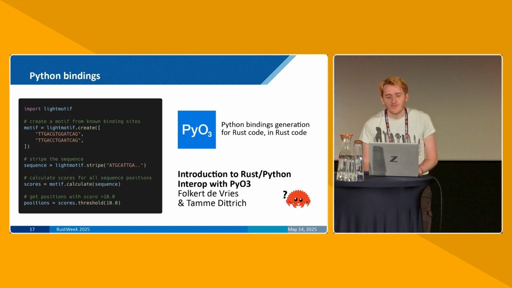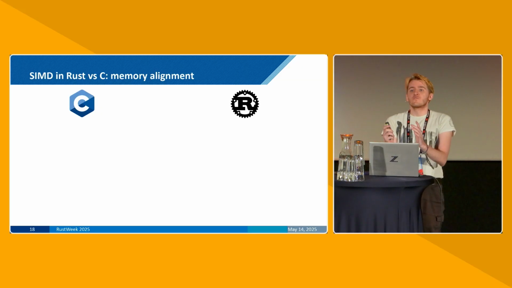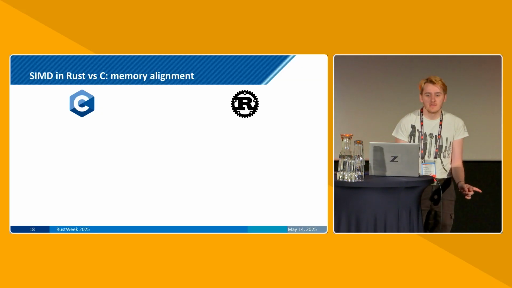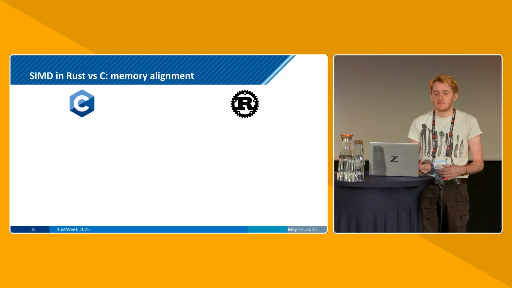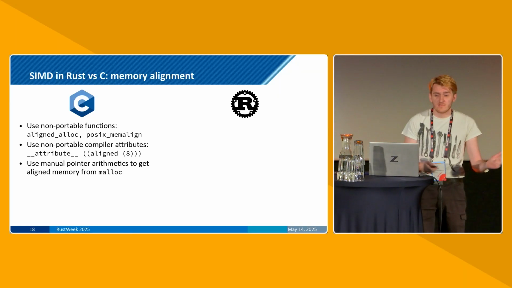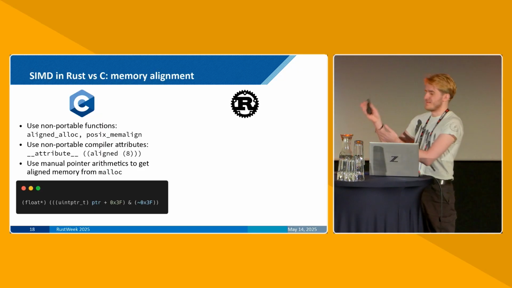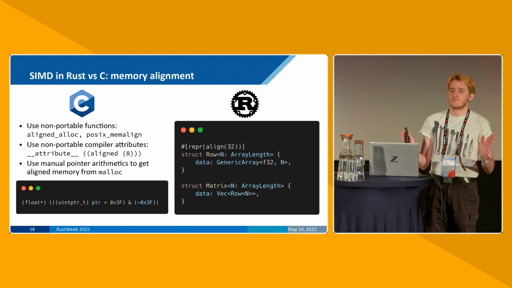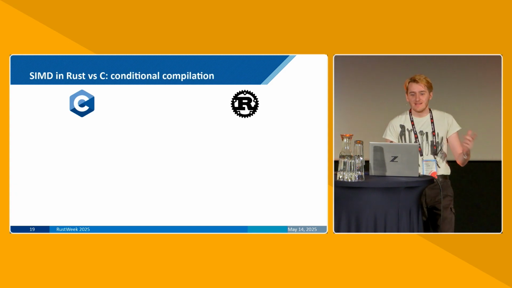Finally, I'm running a bit short on time, but I just wanted to say SIMD in Rust is so much easier than in C, and it's easier for several reasons. First one is memory alignment. In SIMD, you usually need memory alignment. In C, you need to use either non-portable functions, attributes, or manual pointer arithmetic, and you end up with these kinds of things in your code. In Rust, you can just say, please align my type. Yay! So once again, a good thing from the compiler.